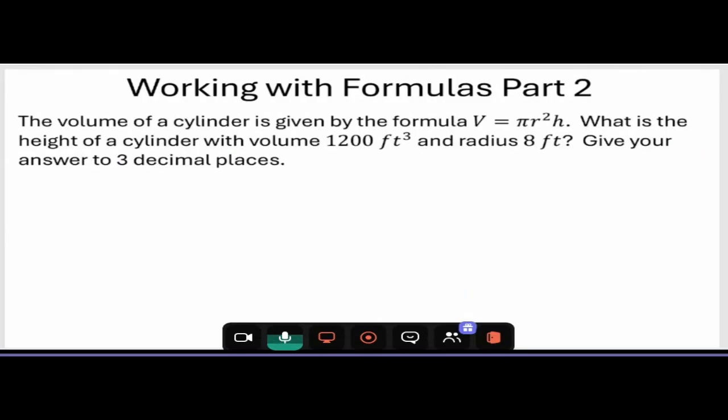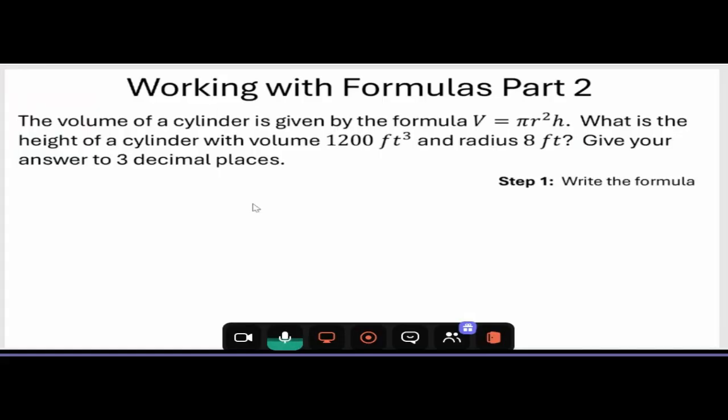All right, let's try another one. The volume of a cylinder is given by the formula V equals pi r squared h. What is the height of a cylinder? So they are asking us to calculate the height this time, whereas last time we would have always just been calculating the volume. Given a volume of 1,200 cubic feet and a radius of 8 feet. All right, answer to 3 decimal places, sure.